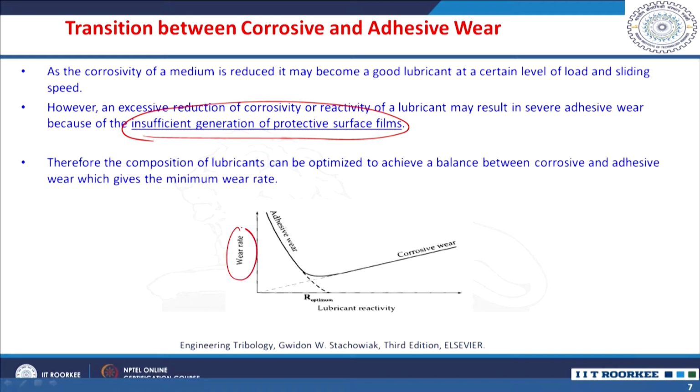So, you can see the wear rate versus the lubricant reactivity. Adhesive wear is dominant up to this point, and then corrosive wear is dominant. So, there happens a certain reactivity optimum where you can have both adhesive and corrosive wear at minimum levels. So, the composition of the lubricant has to be optimized to achieve such a balance between corrosive wear and adhesive wear, which gives the minimum wear rate, right.